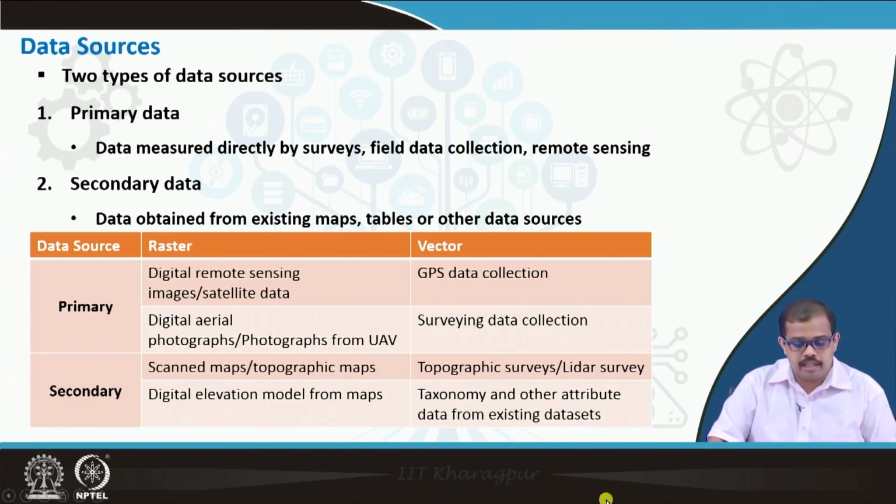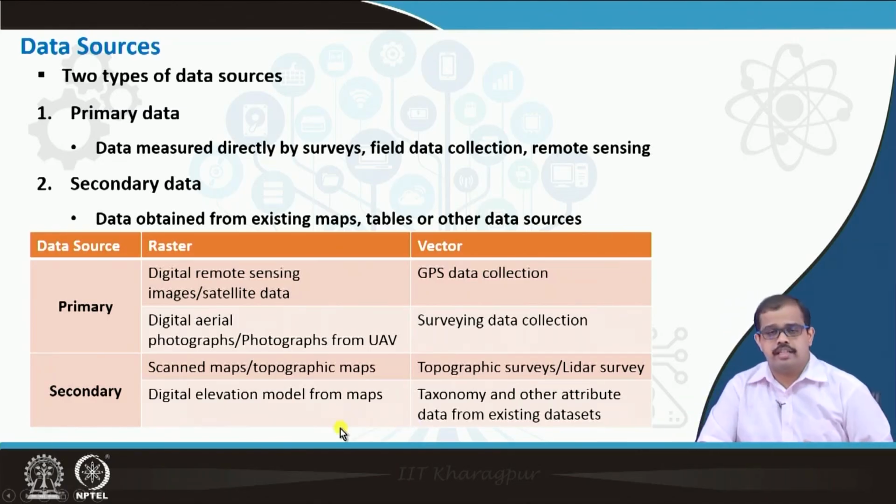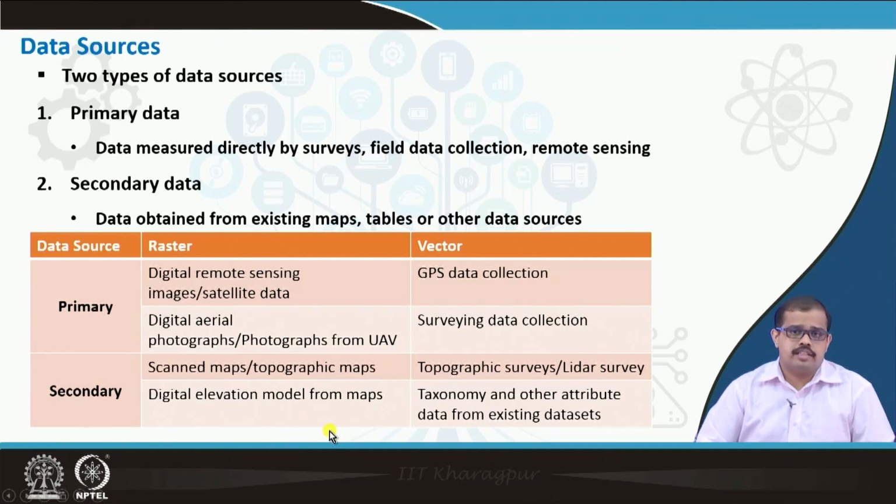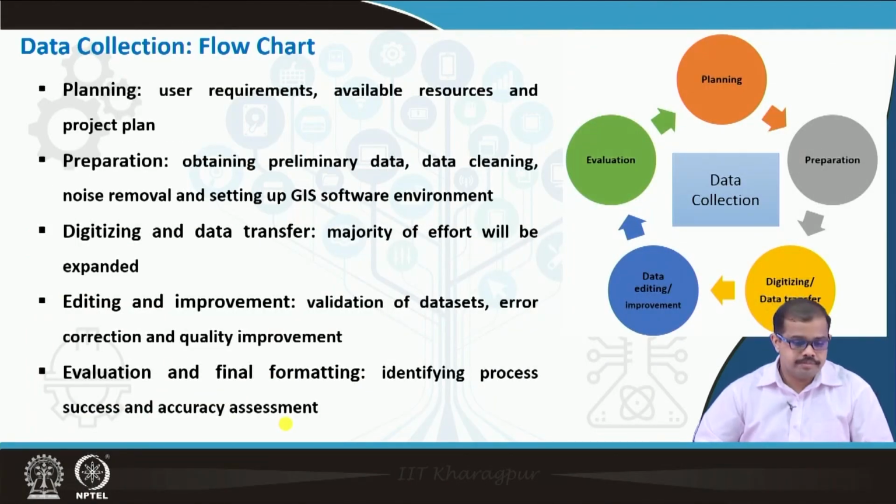Whereas for the vector data model, it is more of topographic survey or LIDAR survey and taxonomy and other attribute data from your governmental data sets. If you are trying to gather more information, there are a huge number of literatures which can give you certain information on certain data. So, that is a secondary data set that you collect, but secondary data sets always have to be validated, so that you know that whatever information is presented here is correct. How do we know it? Using metadata. I will come to that a bit later.